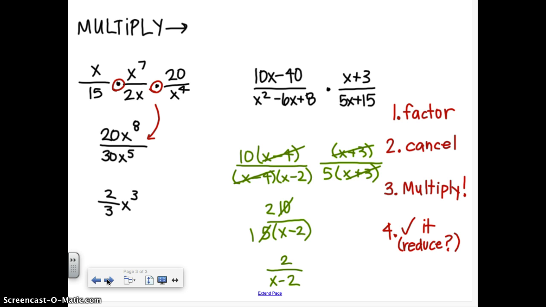Now, where is this undefined? Well, it's undefined at x is not equal to 4, x is not equal to 2, x is not equal to -3. But the question didn't ask that, it just asked you to multiply.